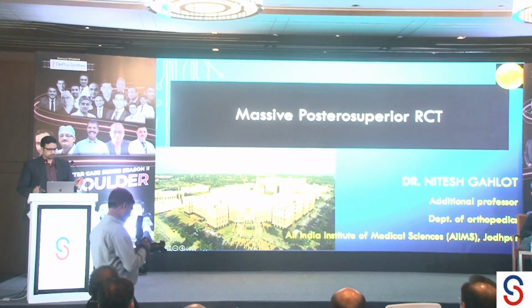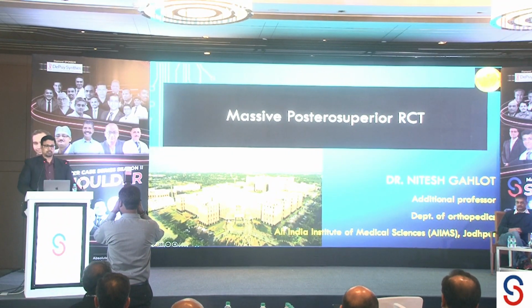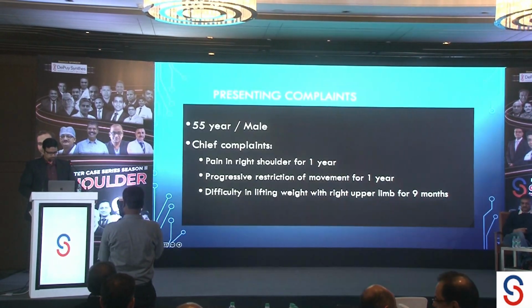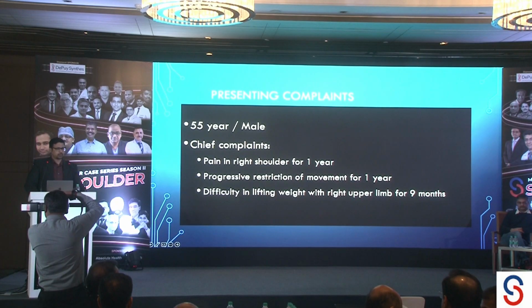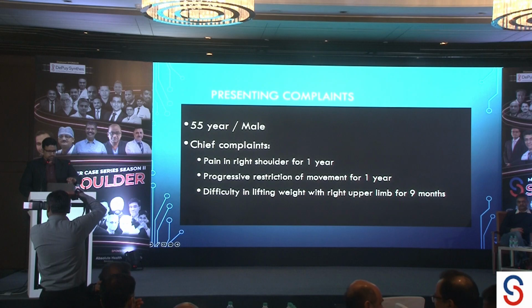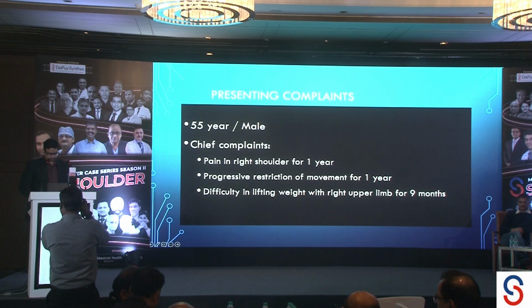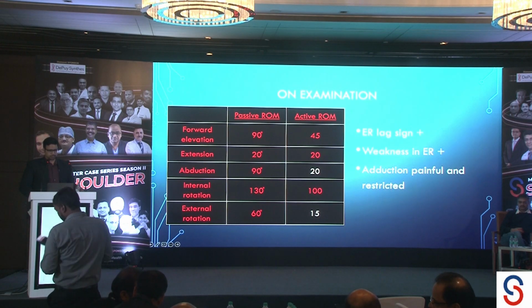Good evening, everyone. I am Dr. Nitesh Gehlot. So my case is a patient who had a massive posterior superior rotator cuff tear. Some demographic details about the patient: 55-year-old male with a chief complaint of pain in the right side for around a year, progressive restriction of movement for years, and difficulty in lifting weight with right upper limb for last 9 months. This was the passive and active range of motions on examination.